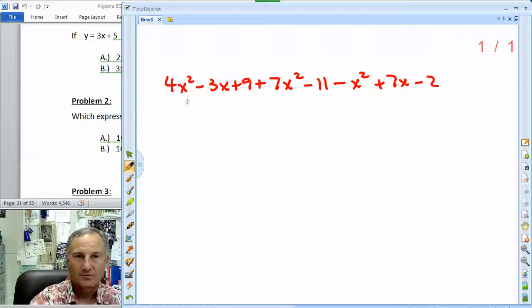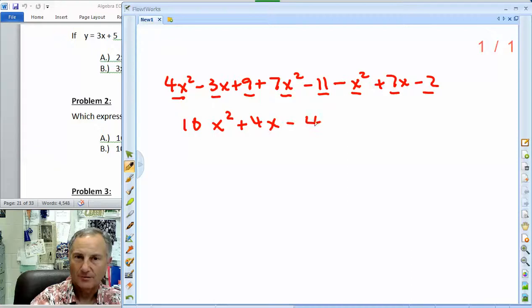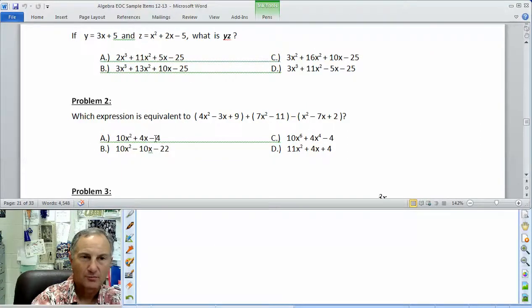It's like taking negative 1 times each of these, so you just change the sign. Now combine like terms like we just did. Standard form, so I start with the biggest exponent. So I've got 4x squared plus 7x squared minus an x squared. That's 11 minus 1, that's 10x squared. My x's, I got minus 3 plus 7, that's plus 4x. And then I'm left with 9 minus 11, that's negative 2. Minus 2 more is minus 4. So I'm in standard form. And going back, 10x squared plus 4x minus 4, boom, there it is right there, A. Okay? Just be careful of that minus. You got to distribute it all the way across.